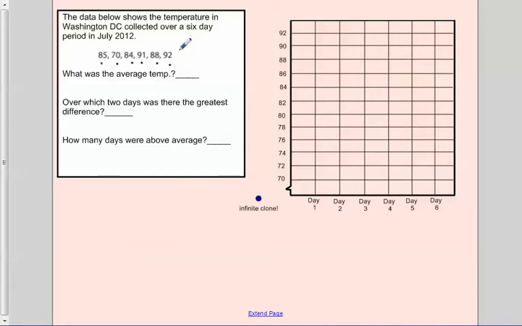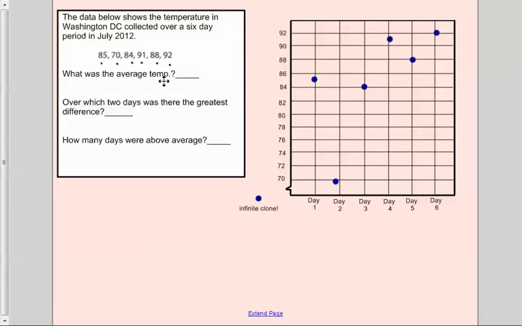And then over which 2 days was there a greatest difference, and how many days were above the average. So here's what I'm going to do. Day 1, 85. Let's see if I can do this. Day 1 is 85. Day 2 is 70. Day 3 is 84. Day 4 is 91. Day 5 is 88. Day 6 is 92. Okay, I have it graphed.